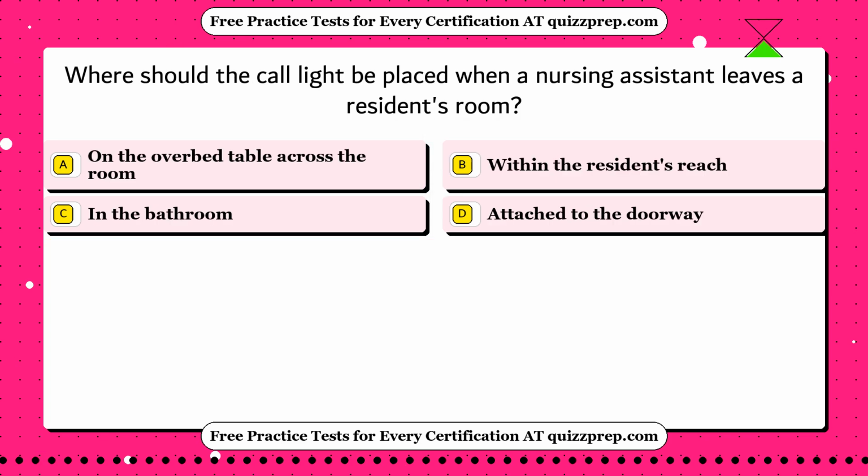Question 18. Where should the call light be placed when a nursing assistant leaves a resident's room? Option A, on the overbed table across the room. Option B, within the resident's reach. Option C, in the bathroom. Option D, attached to the doorway.